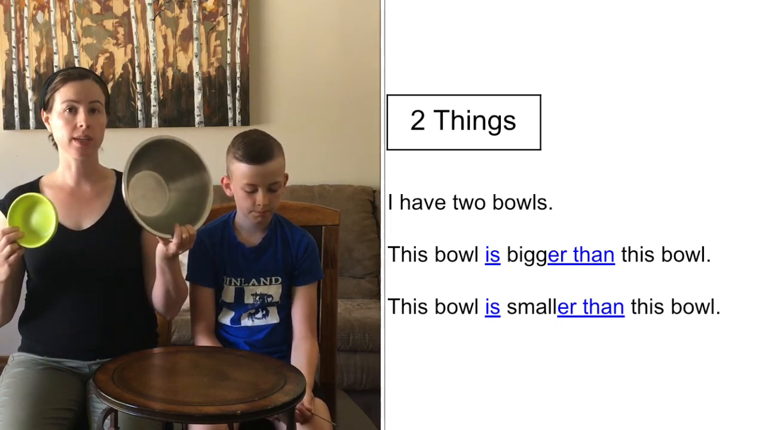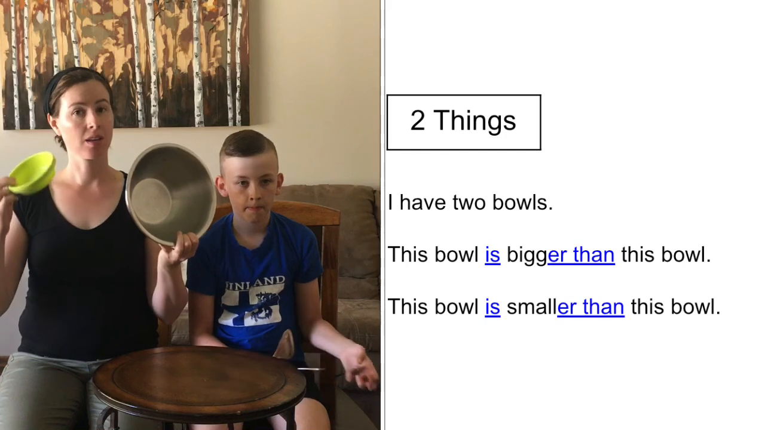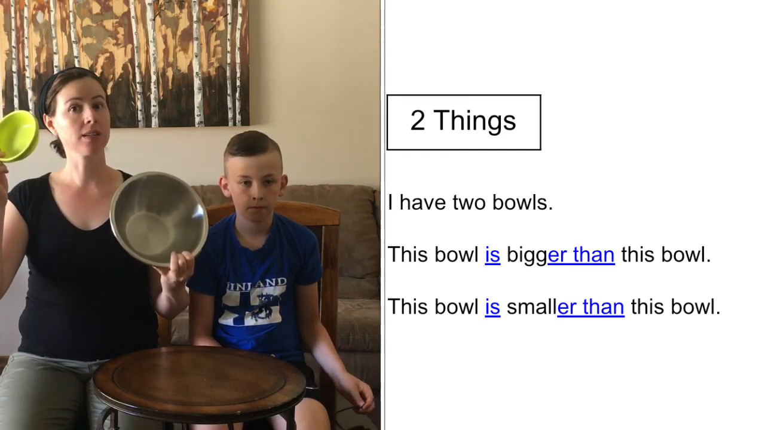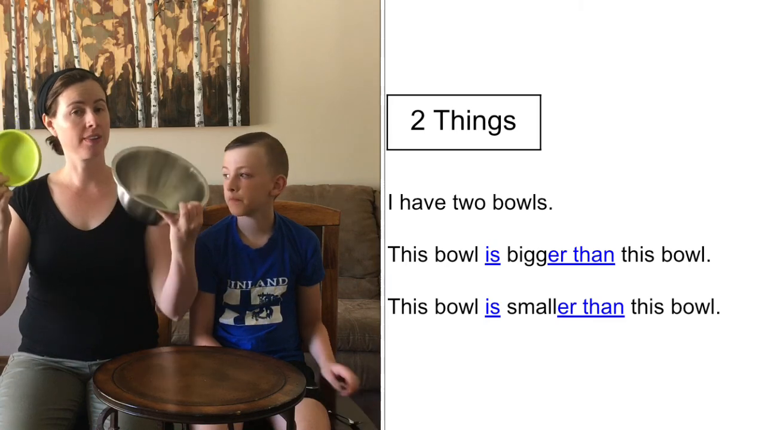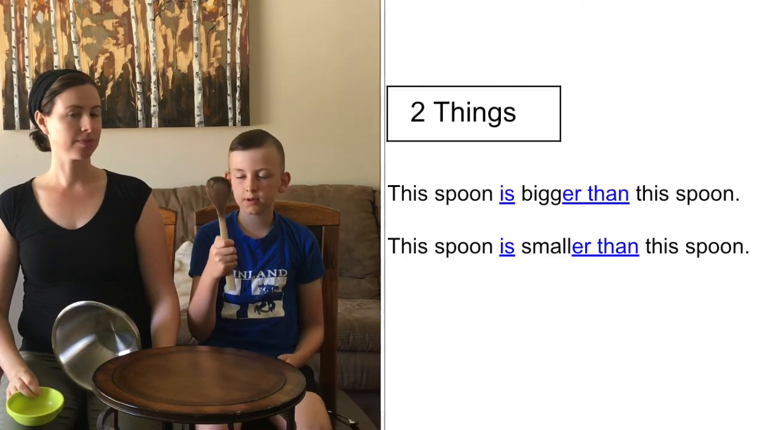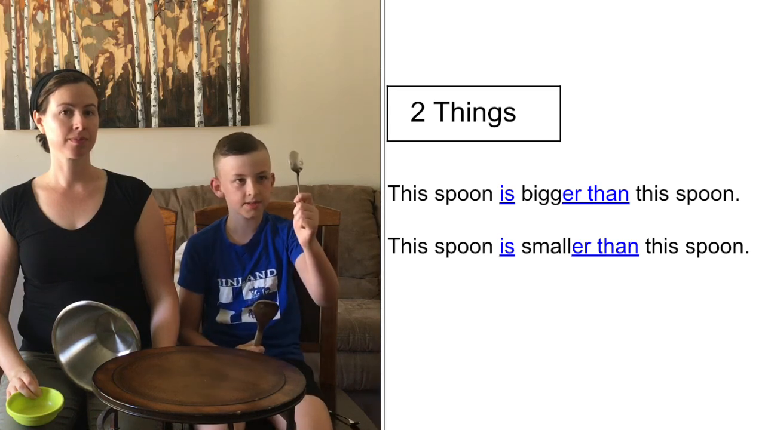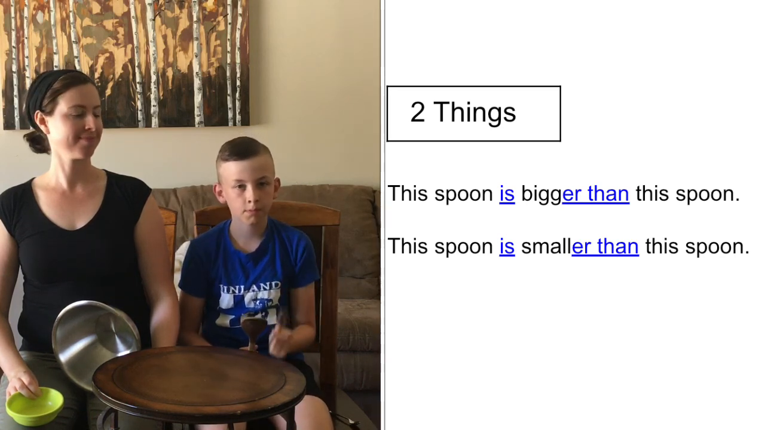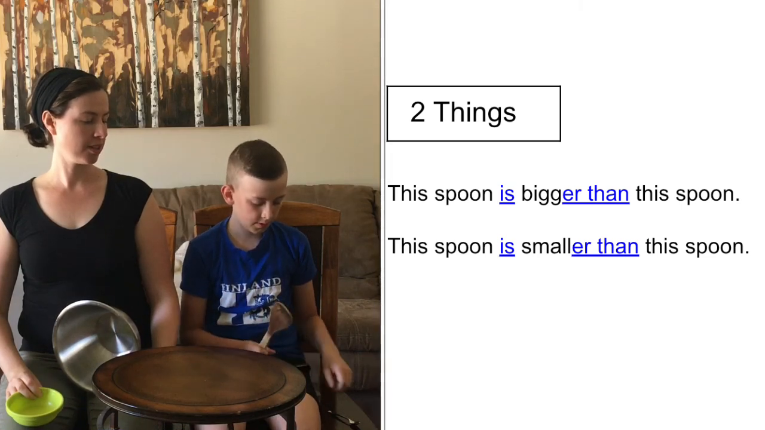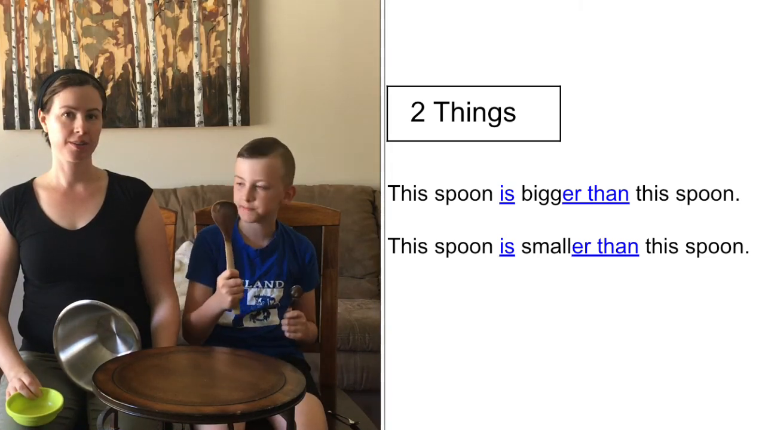I have two bowls. This bowl is bigger than this bowl. This bowl is smaller than this bowl. This spoon is bigger than this spoon. And this spoon is smaller than this spoon.